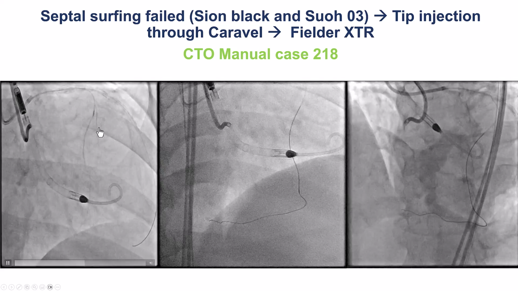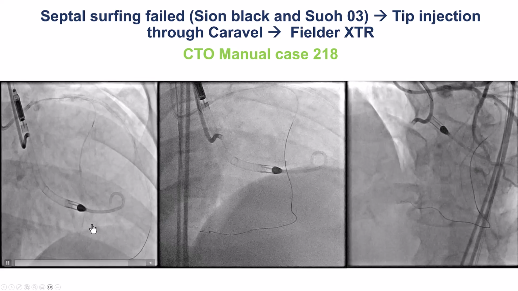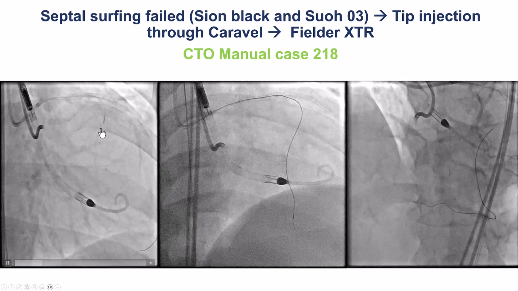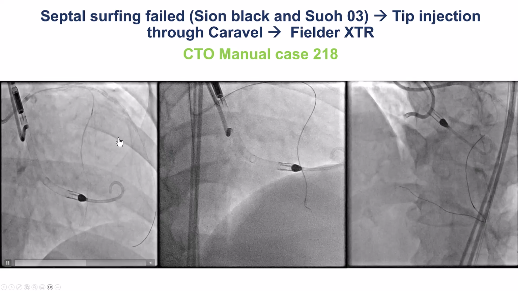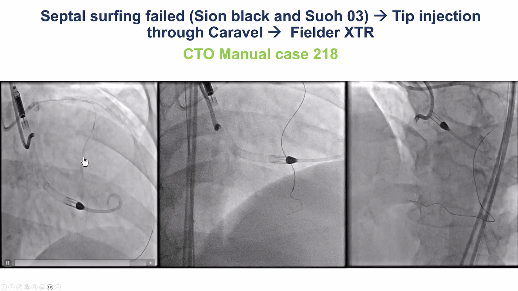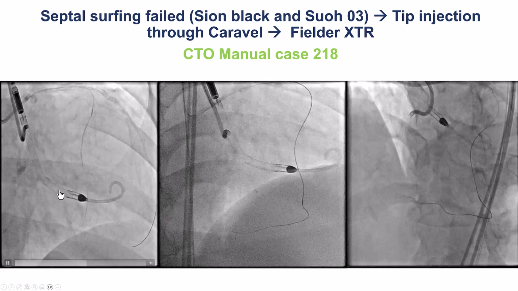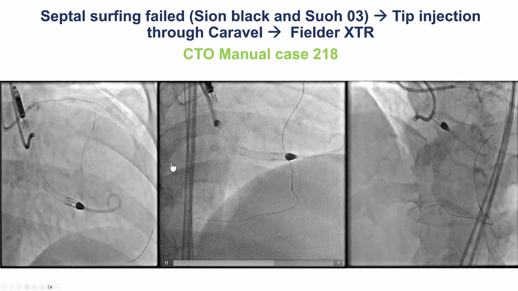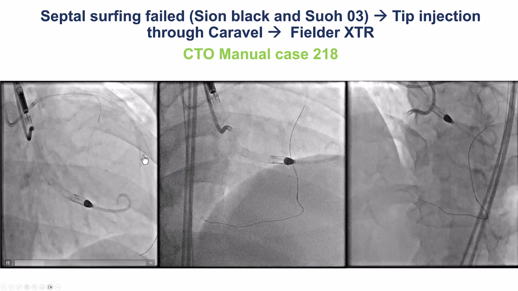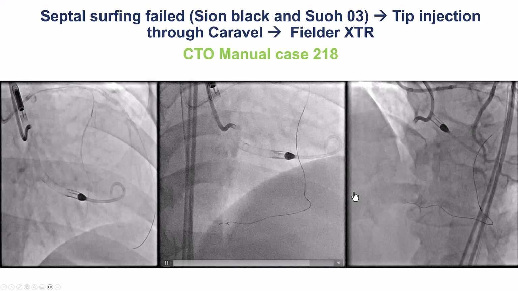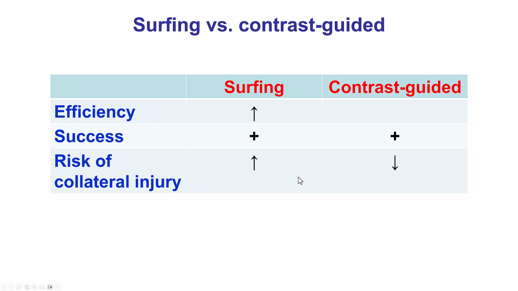Sometimes, if there is difficulty advancing the septal guide wire, what we can do is injections in different projections, LAO and RAO, because sometimes tortuosity may not be visible on one projection, such as the RAO, which is the most commonly used, but may be much more visible on the LAO projection. So use different projections if there is difficulty crossing the septal.